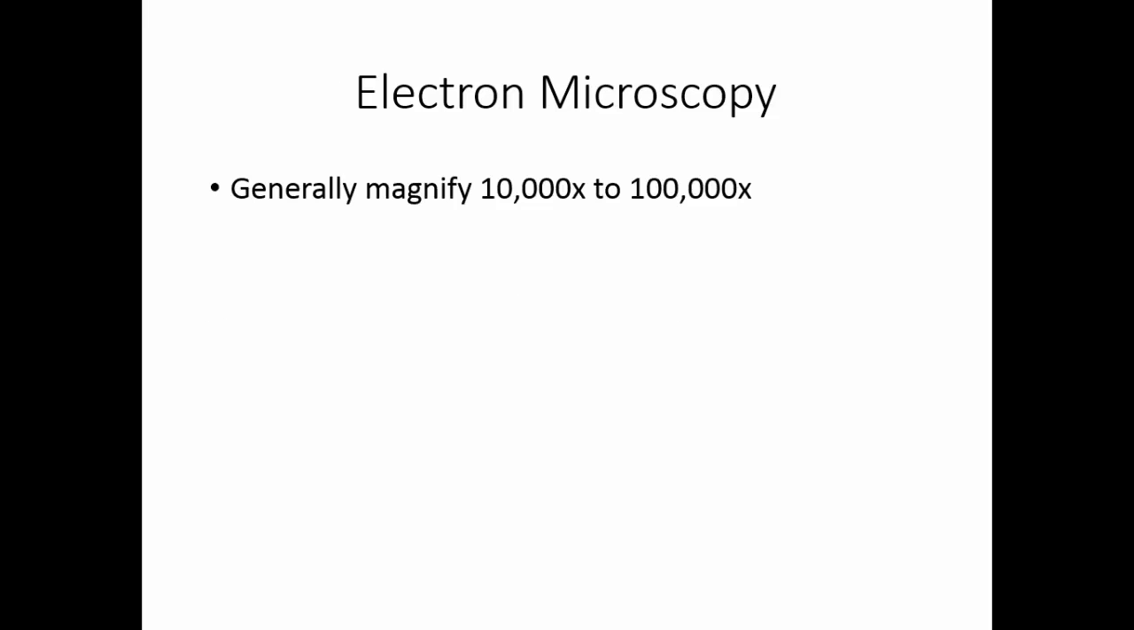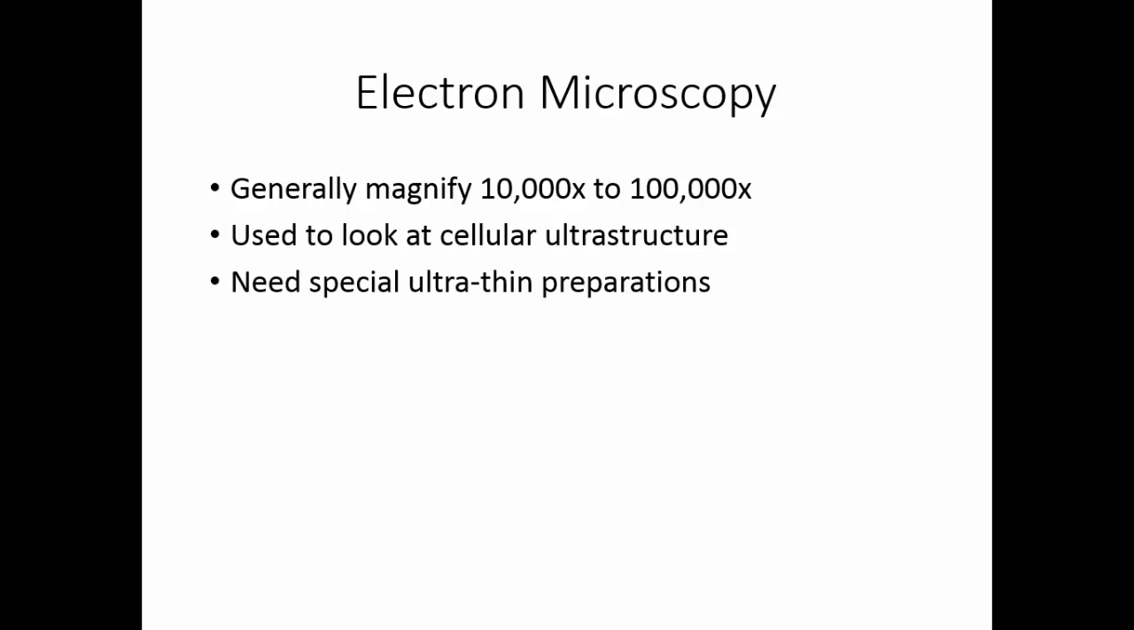Electron microscopes generally magnify 10,000 to 100,000 times. At this magnification, you can see viruses as well as cellular ultrastructure. Very special ultra-thin preparations of materials are required for electron microscopy, so the preparation of these materials is very time-consuming.